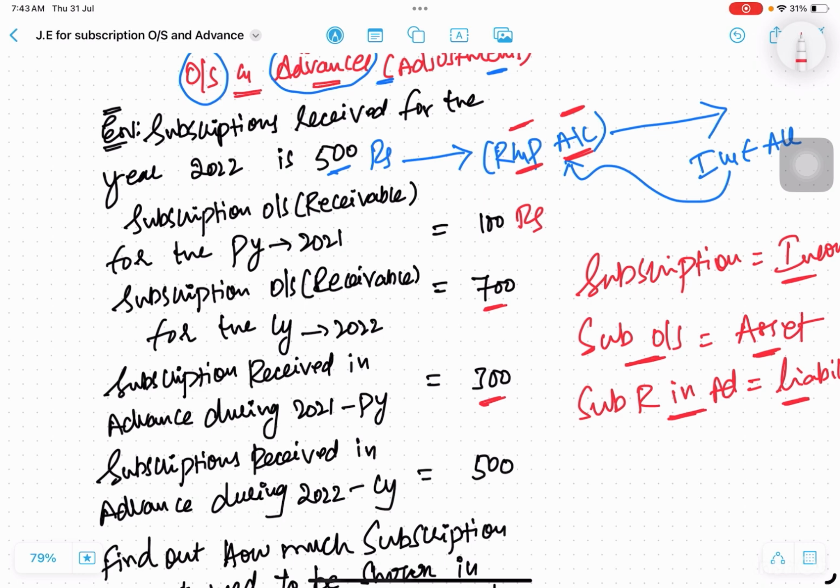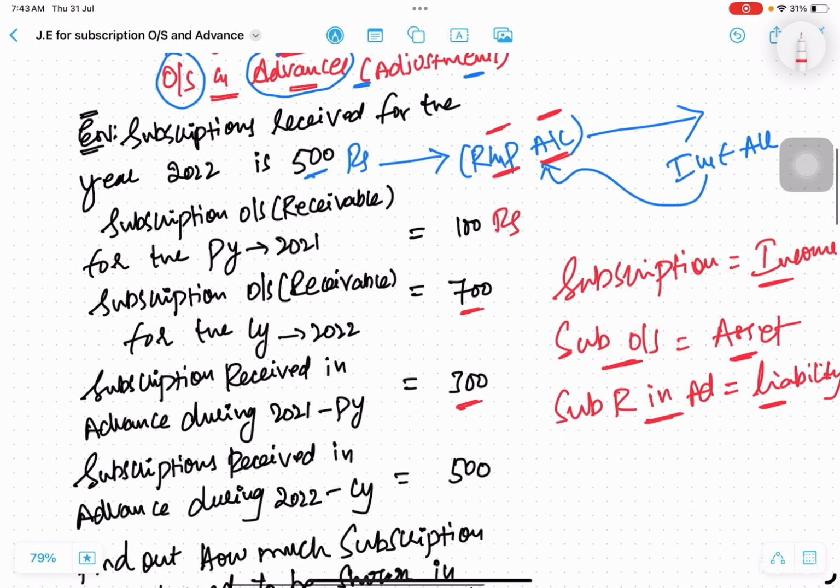Okay, now in this example we try to understand how to generate the information from receipts and payments account to income and expenditure account, how to write the journal entries for the adjustment, how to do the ledger postings for the adjustments. Now we have taken one example for this purpose. So the example is subscription received for the year 2022 is 500 rupees.